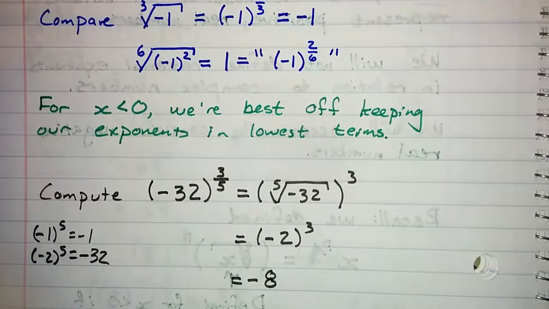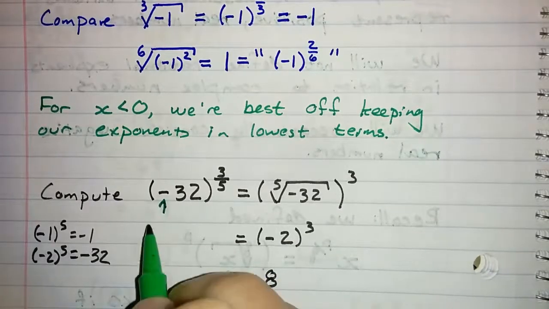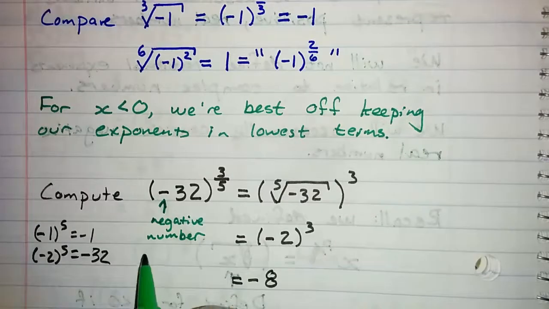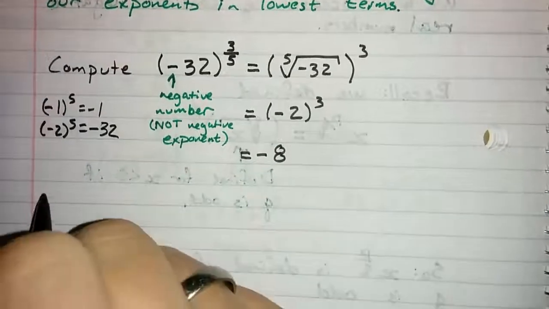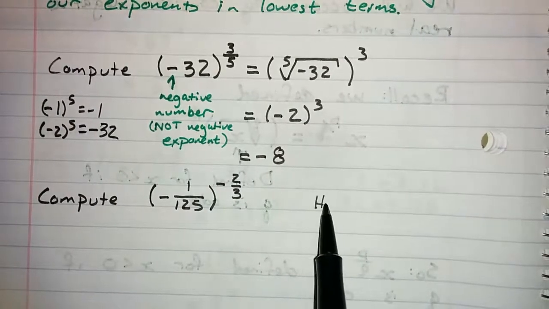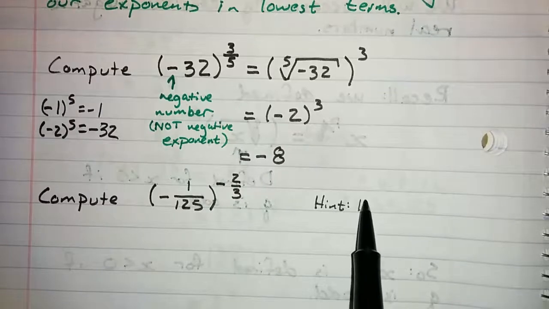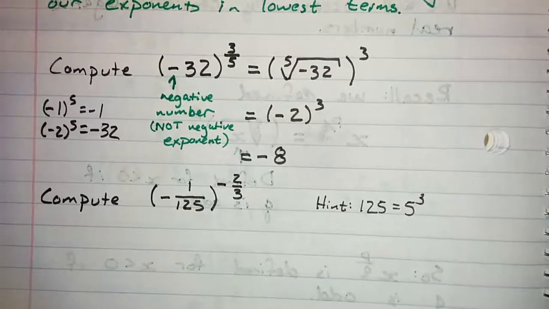It's important also to distinguish a negative number versus a negative exponent. Putting this together with what you saw in the last video, try to compute -1/125 to the -2/3 power. I'm going to give you the hint that 125 is 5 cubed. Pause the video and try this now.